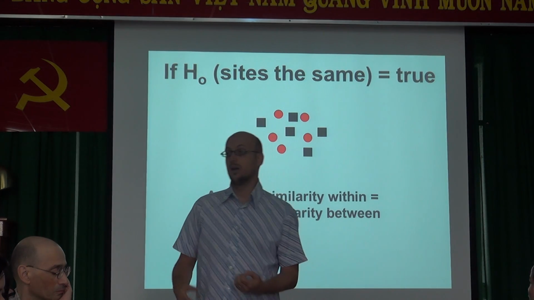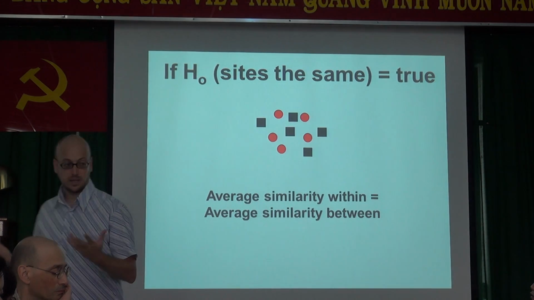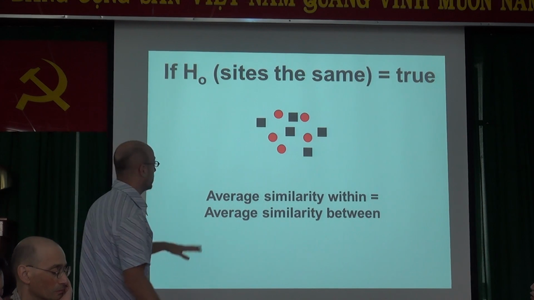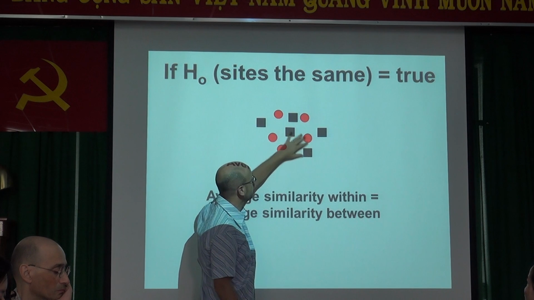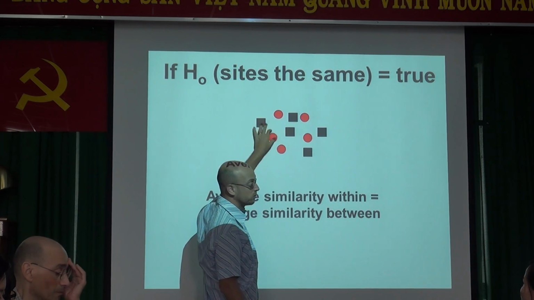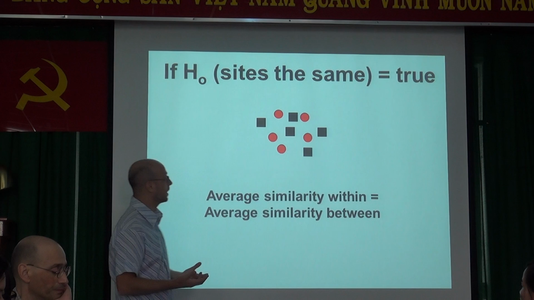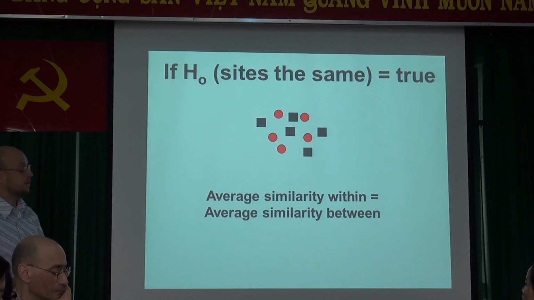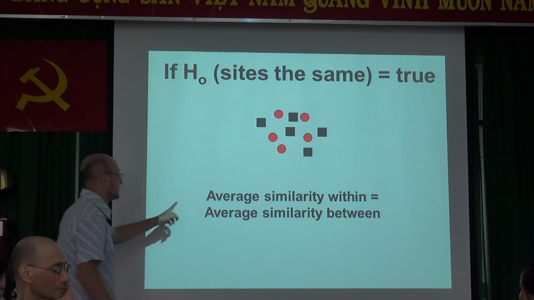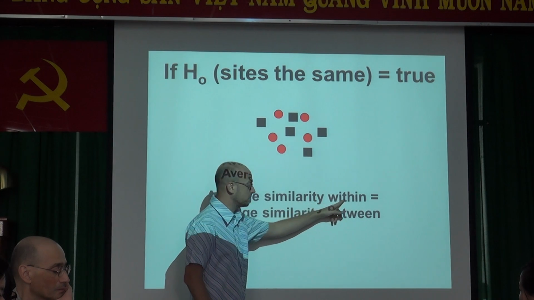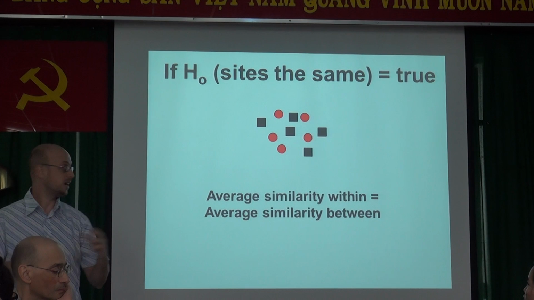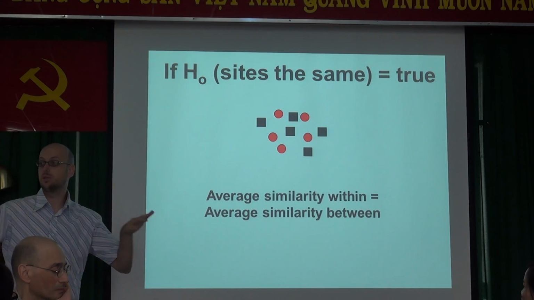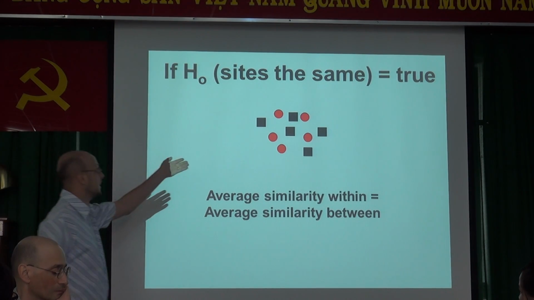So, statistically speaking, if those plots are together, if the sides are the same, that means the average similarity within the group is the same as the average similarity between the groups. And what does that mean?